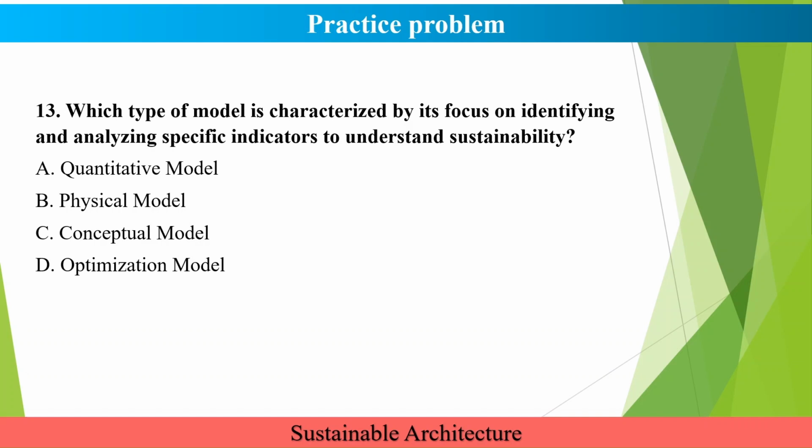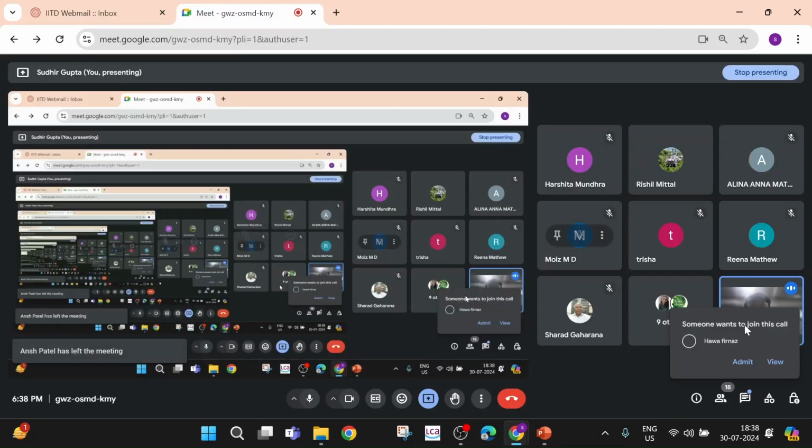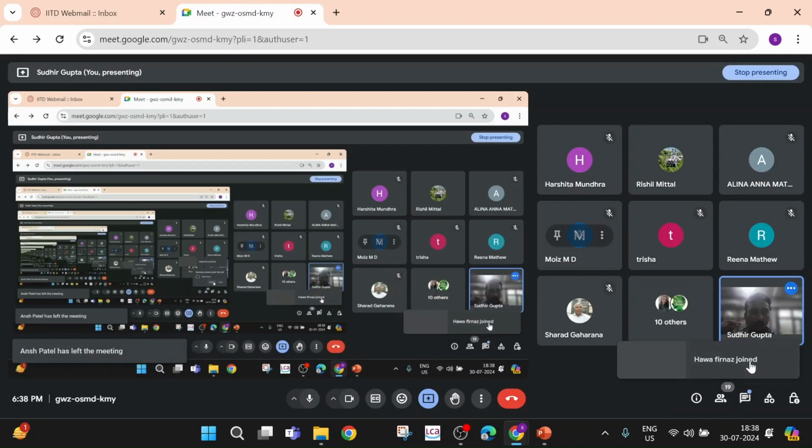Someone is writing option C, Aditi, Reena, but option C is not the correct answer for this question. Someone is joining, I think. Okay, Firnaz has joined now.